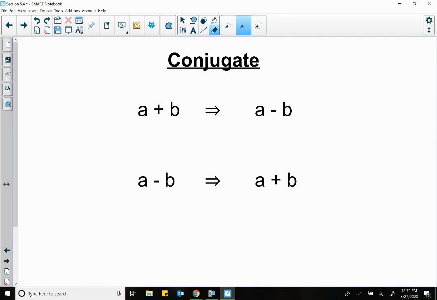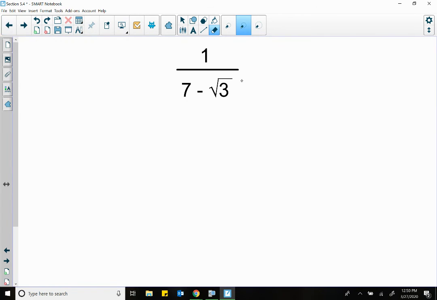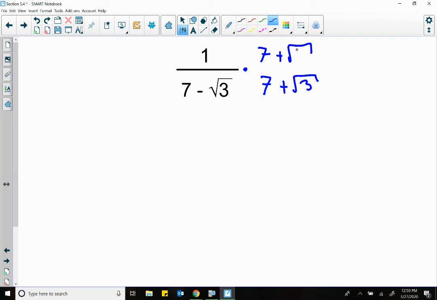And you're going to see conjugates pop up again in 5.6. I guarantee it. So if I come back to this problem, I got 7 minus the square root of 3. So in order to rationalize this, I need to use 7 plus the square root of 3. And that will get rid of the radical in the denominator. Okay? So now what's going to happen is in the denominator, you want to use FOIL. But I'm going to teach you a faster way to get through this.